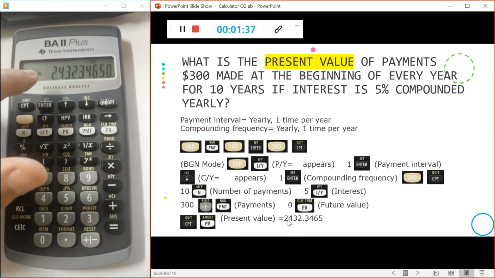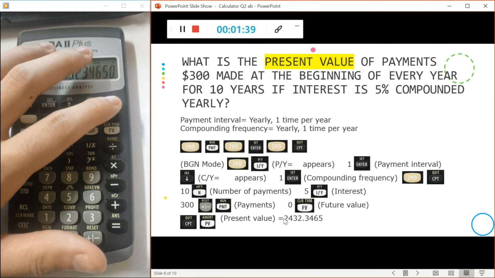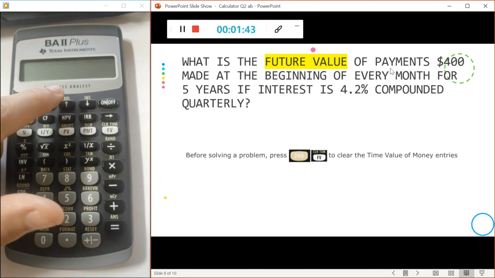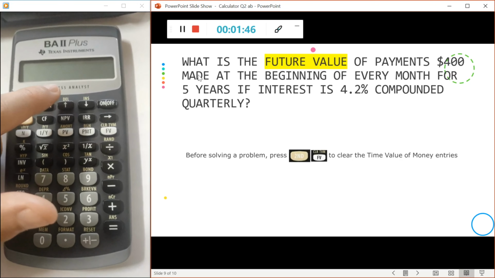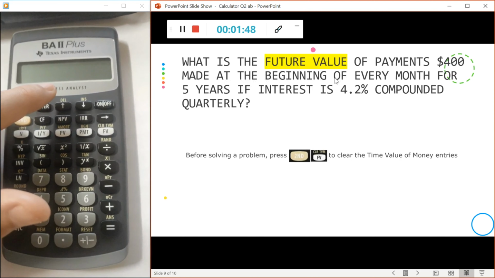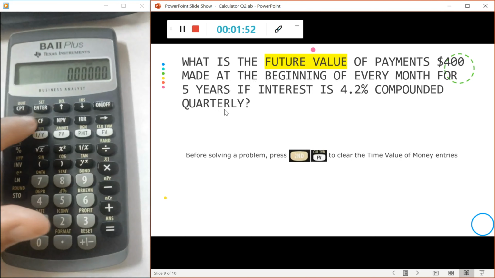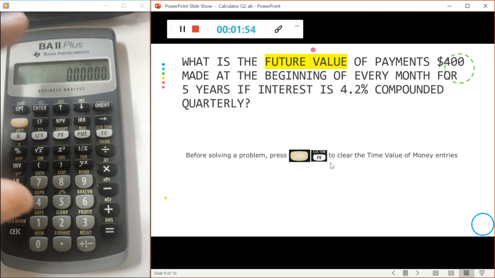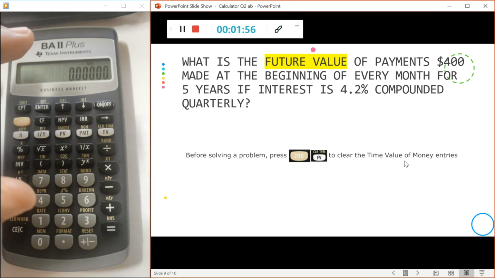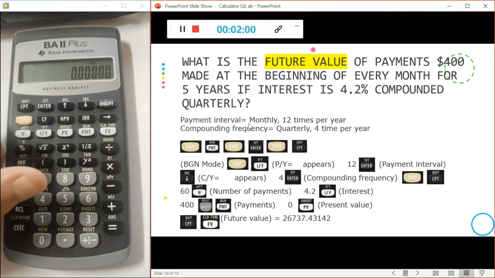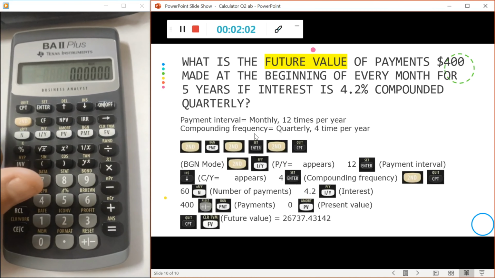So next, how to find the future value? The question is to find the future value of payments of 400 made at the beginning of every month for 5 years if interest is 4.2% compounded quarterly. Okay, the same things. Second, clear TVM to clear all the time value of money entries. So we have payment interval monthly, 12 per year, and compounding frequency quarterly, 4 times per year.